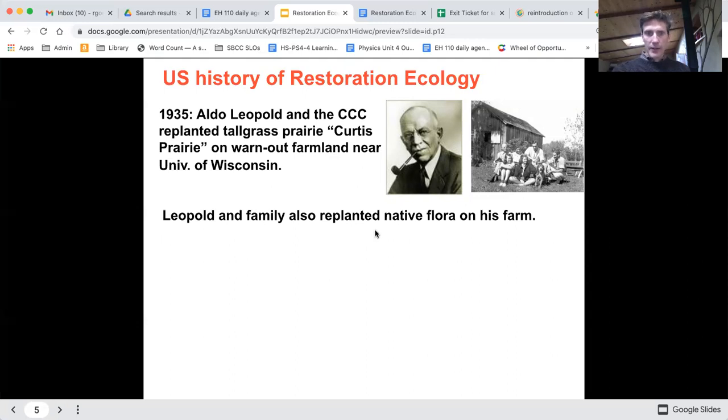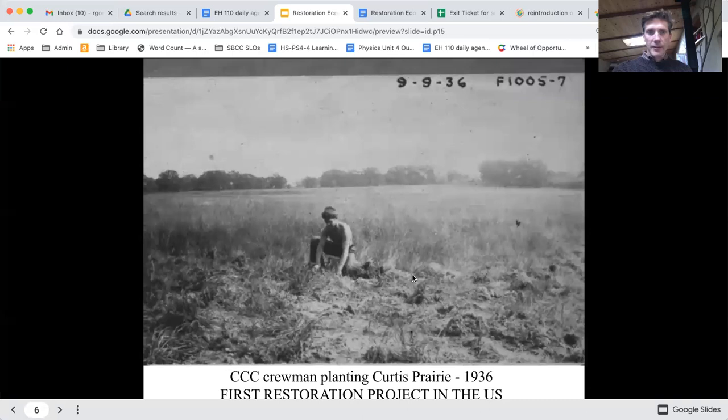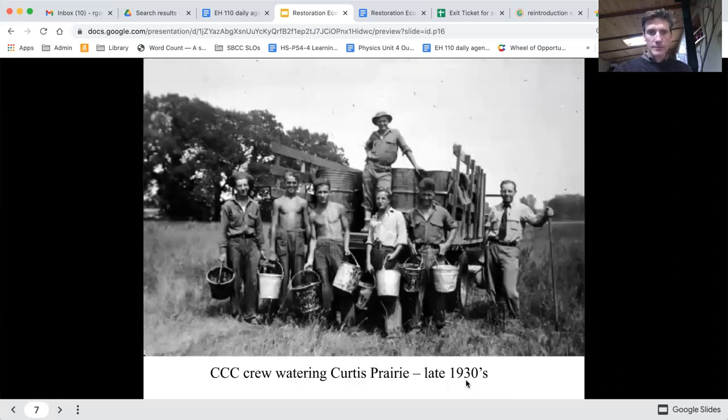So this area is called the Curtis Prairie. Here's a picture of a crewman. So this is the first restoration project in the United States. This is a different crew watering it, 1930s. You can see here, I guess you could say no trucks with big sprinklers, but a lot of manpower or human power.